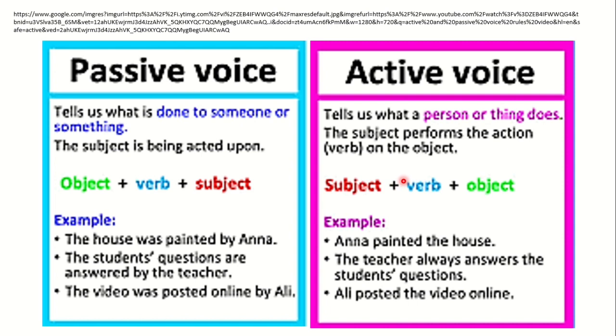And the examples also. The house was painted by Anna turned into Anna painted the house. Passive: the students' questions are answered by the teacher. Into active: the teacher always answers the students' questions. From passive, the video was posted online by Ali, to active voice, Ali posted the video online.